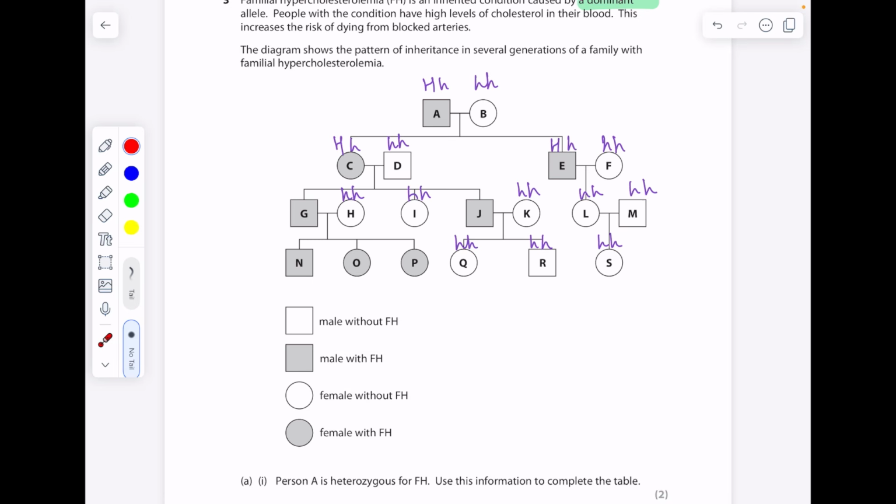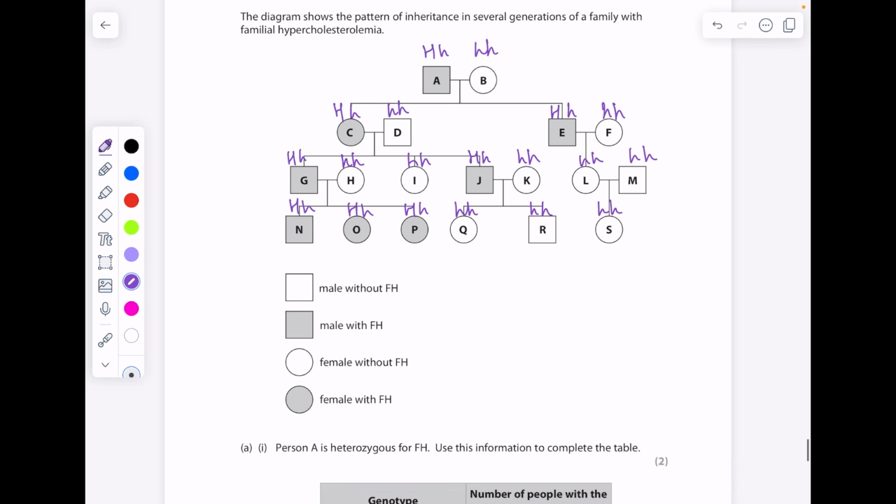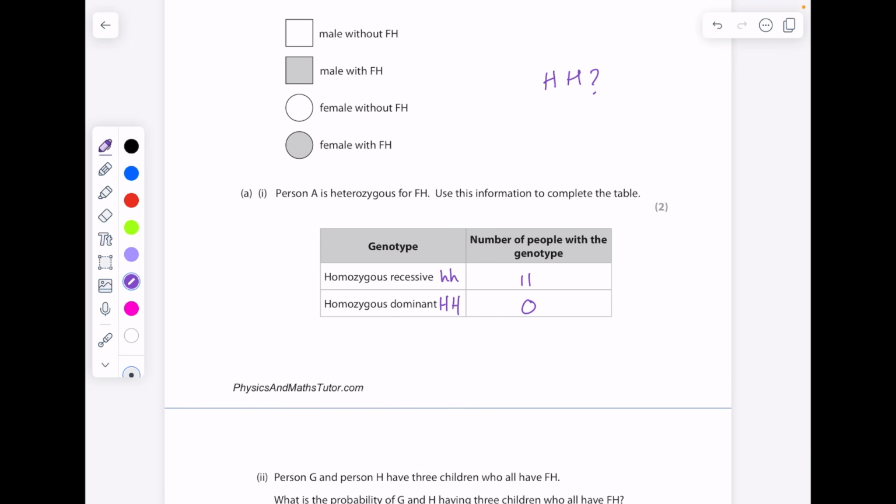Look, it's the same combination here, so I can immediately write that allele combination, that genotype, then working down to person N. They'll have inherited the lowercase h from their mum, the uppercase h from their dad in order to have the disease. The same is true for all three offspring. So actually, if you sit back and look, how many people have this genotype? Well, the answer here is 0.